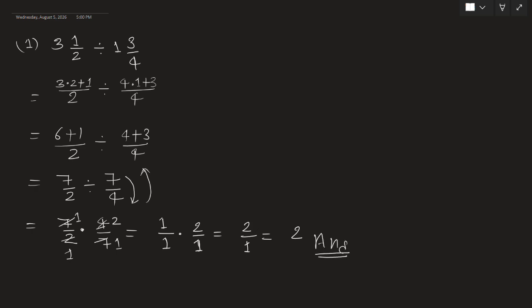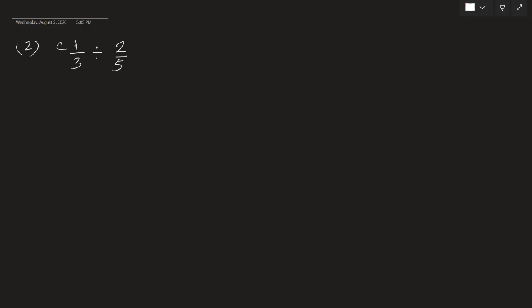Moving to the next problem. The next problem is 3 and 1 over 3 divided by 2 over 5. So let's convert this mixed fraction into an improper fraction. So how do we convert it? Keep this 3 in the denominator and multiply this 4 by this 3, meaning 4 times 3, and add this 1, divided by 2 over 5.